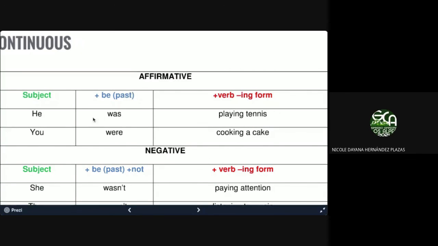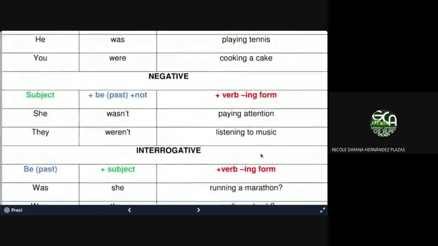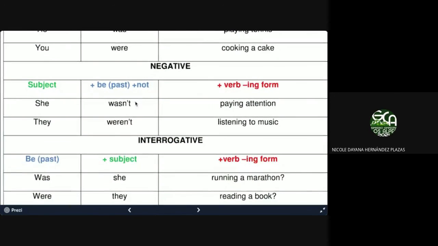That's in affirmative. Subject, verb to be in past, verb with ing. In negative, the only thing you have to do is put the verb to be in negative. So, she wasn't paying attention, they weren't listening to music, or it can be, for example, he was not paying attention, we were not listening to music.